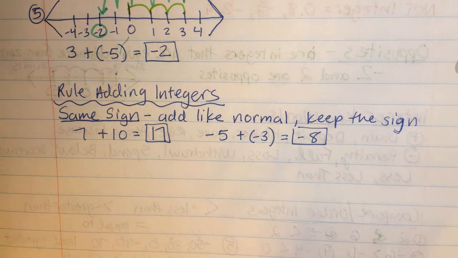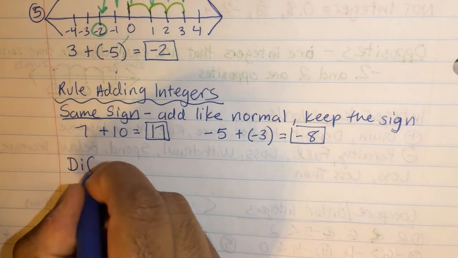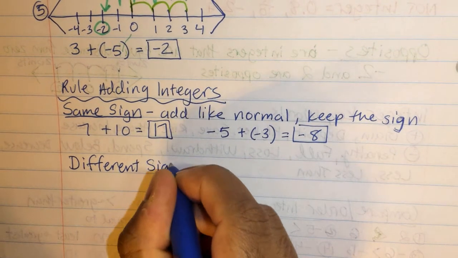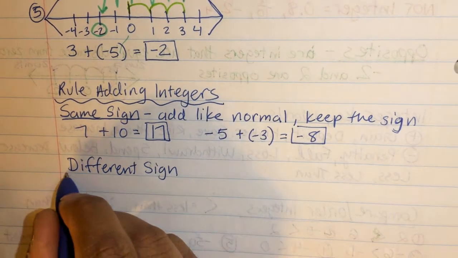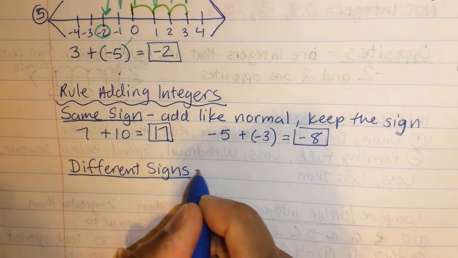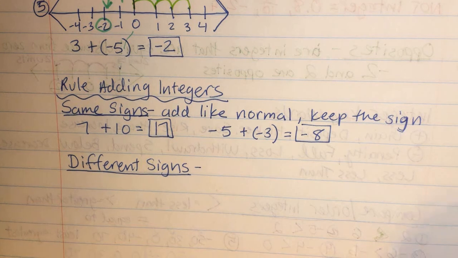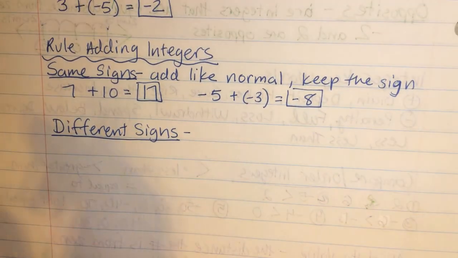Now, this is the one where you have to pay attention, okay? It's when we have different signs. So, for example, if I add a positive and a negative, or a negative and a positive, however you want to call it.